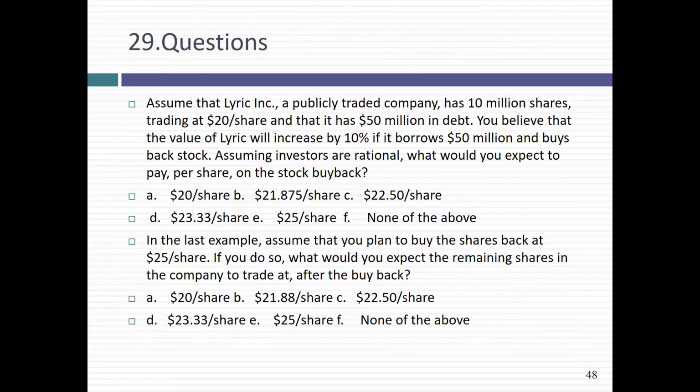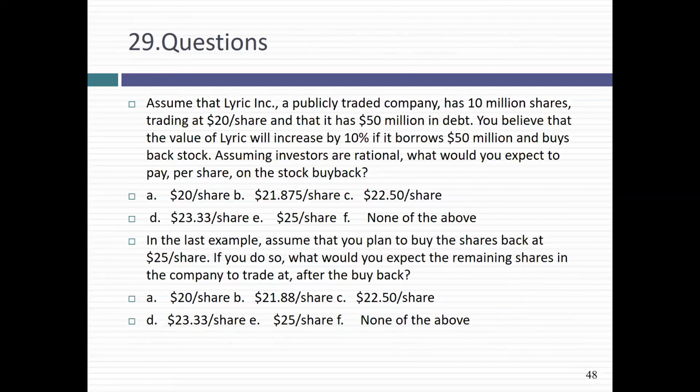And so the first thing I want to point out, we're assuming investors are rational. That's going to be important for this part of the calculation. In the second part, we're going to now assume you plan to buy back shares at a specific price. How much? $25 per share. And so if you do, what do you expect to happen to the remaining shares in the company?